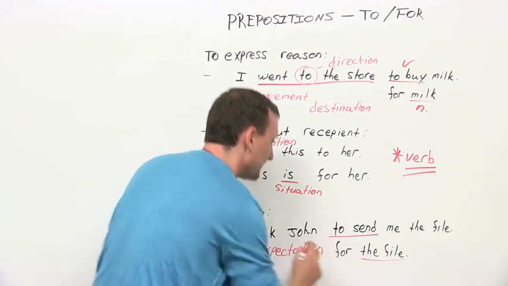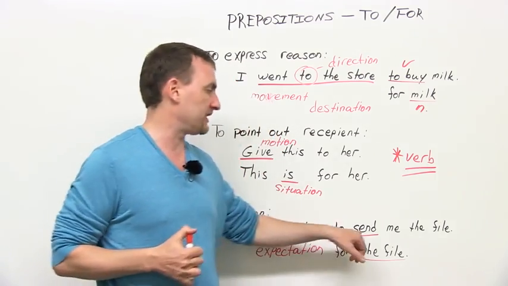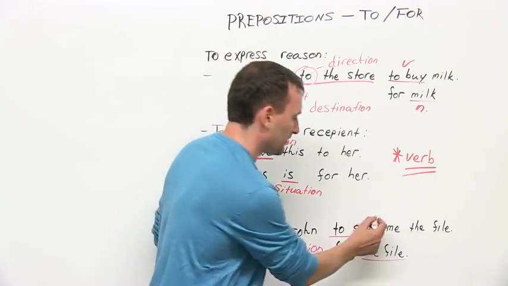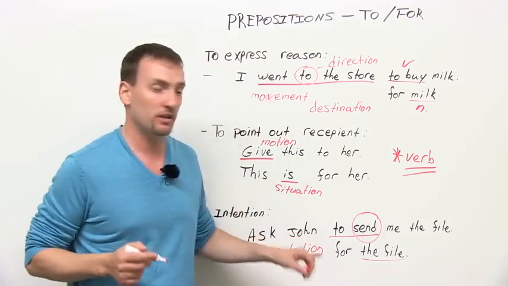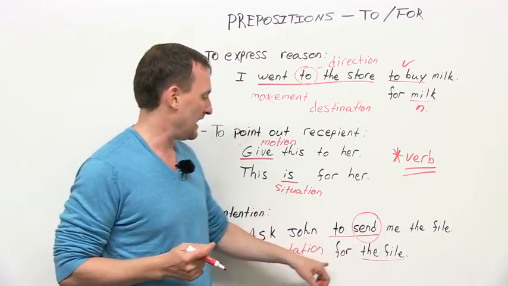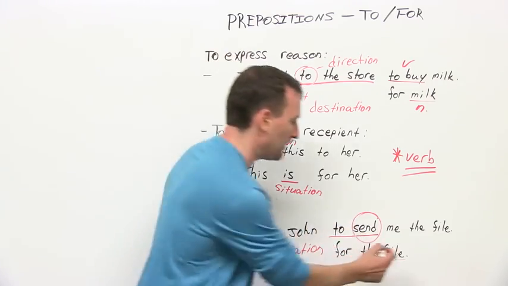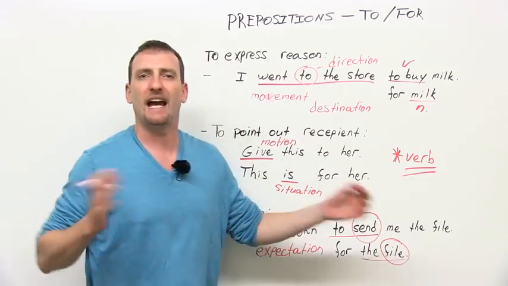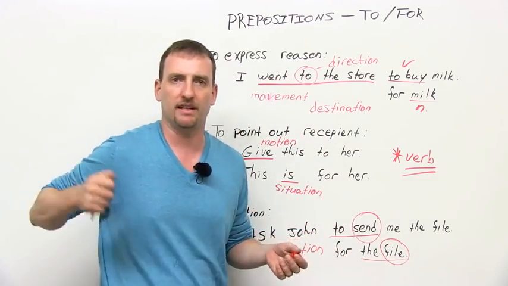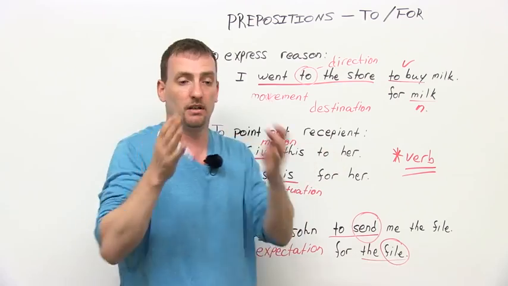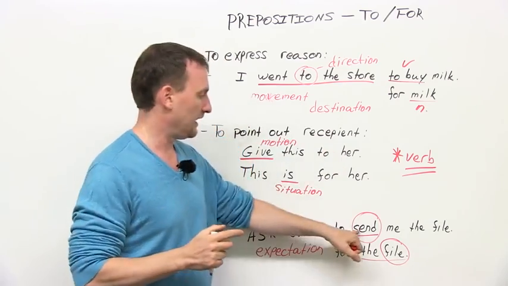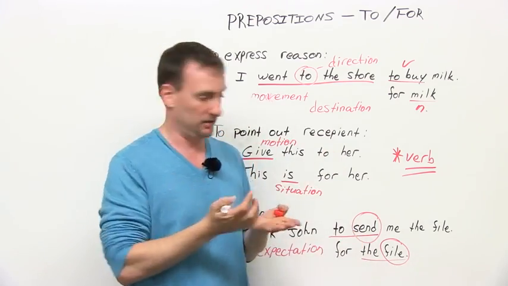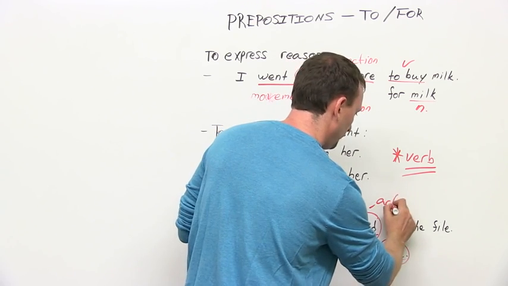What do you expect? When you say to send, you're expecting an action. You're concerned about this. You want John to do this. If you're using for, you care more about the file. You don't care how John gets it. If he picks it up and walks it over, great. You care about the file. Here, you care about the action.